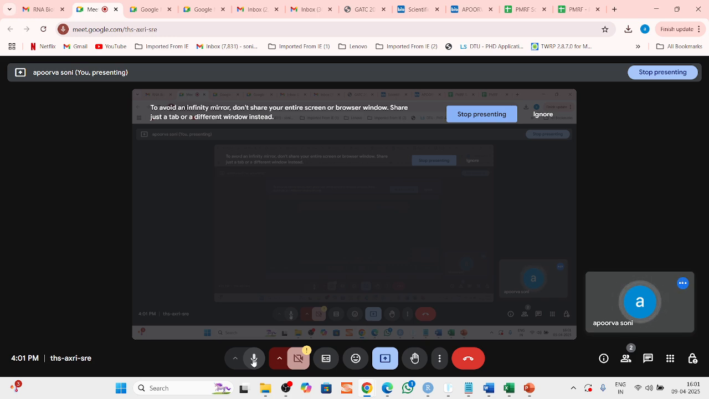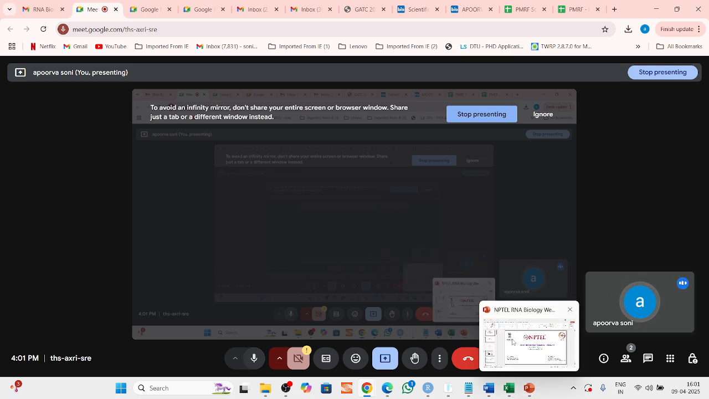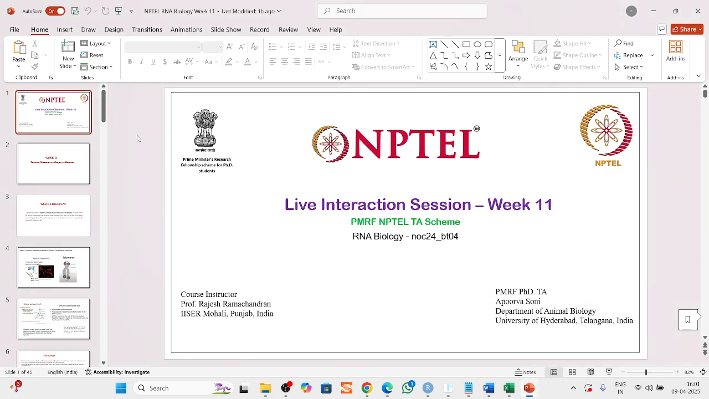And this topic of telomeres is important. It is important not only from the point of view of this exam, but in general for any competitive examination, the telomeres topic is important. It is a frequently asked topic, and it also is important for building your basic concepts related to molecular biology. Okay, so let us start today's class without any further delay.